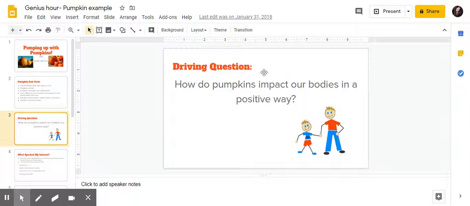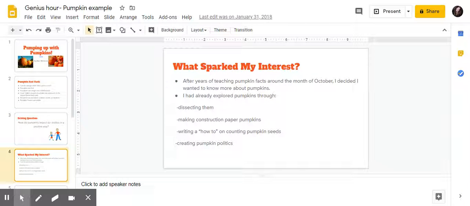So thinking about your driving question, you were asked to come up with a driving question or essential question. I think it's very important to put that in your presentation. So I used the one, how do pumpkins impact our bodies in a positive way? This was similar to some of the examples of driving questions I gave you earlier last month.